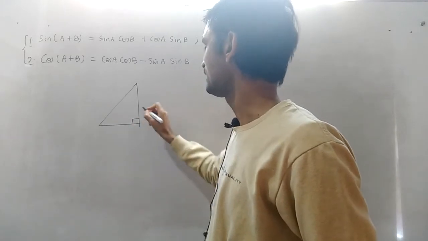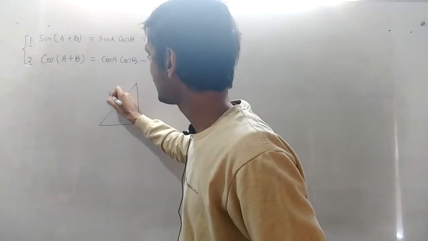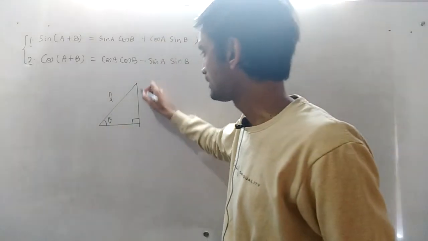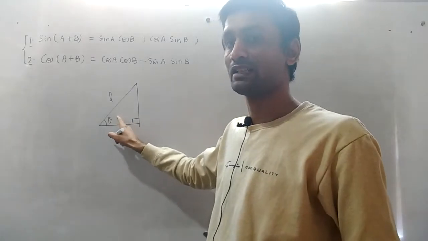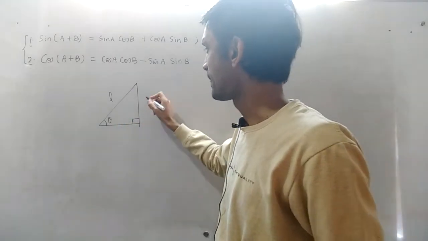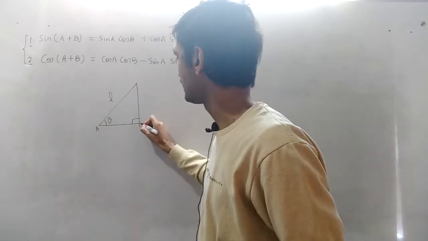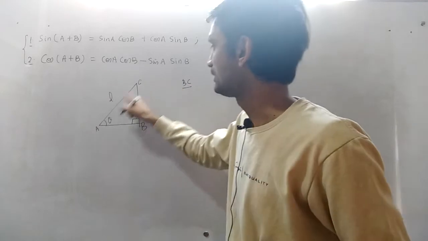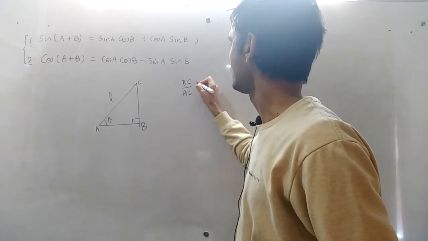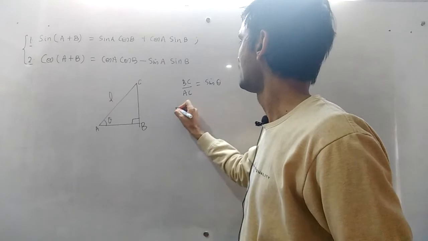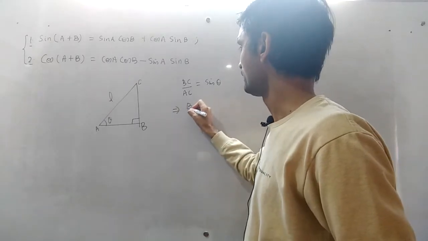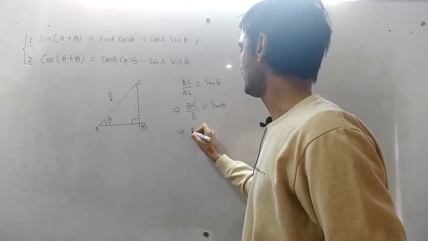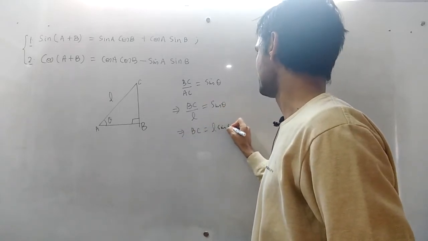if it is a right angle, and this length I say L, and this angle is theta, then this is the perpendicular for angle theta. If I say this one is A, this one is B, and this one is C, I can say BC upon L, that is BC upon AC, is equal to sin theta. So BC is equal to L sin theta.